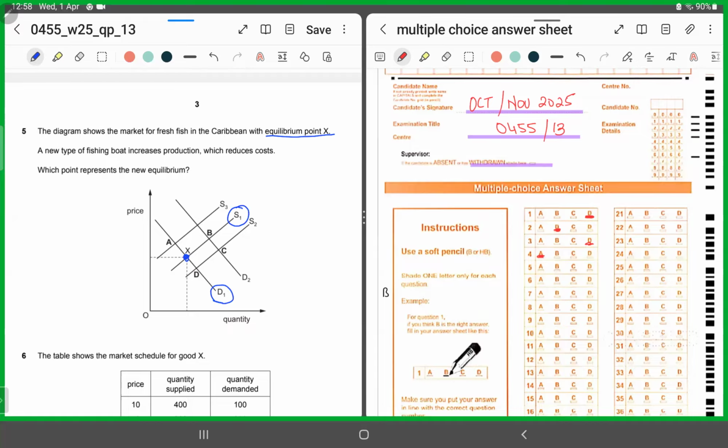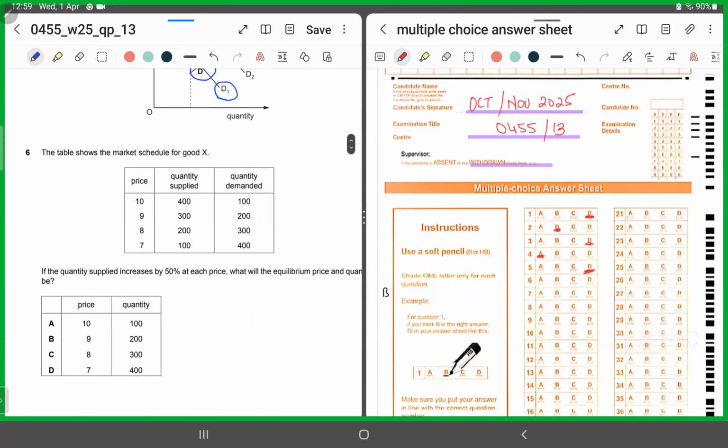Now they're saying a new type of fishing boat increases production. So if production is increased, this means what? This means supply should increase, which reduces costs. If costs decrease and production enhances, this means the supply curve should be moving outside towards the right. So if initially we were at S1, the outward shift should be at S2, but nothing else is changed to the demand curve, right? We are at the same demand curve. So being at the same demand curve, but moving outside onto a new supply curve means we would shift to point D, right? So D is the correct answer.